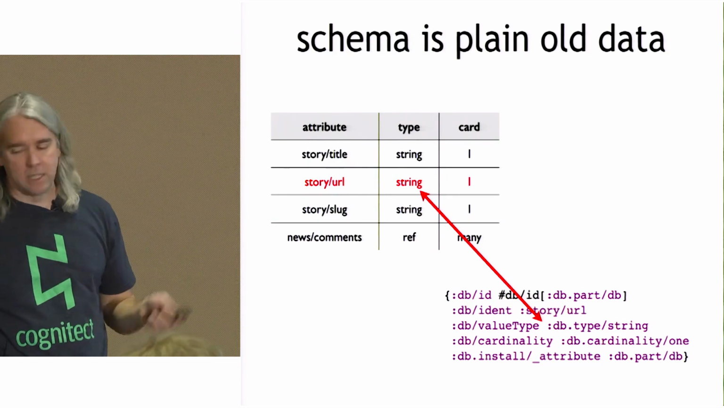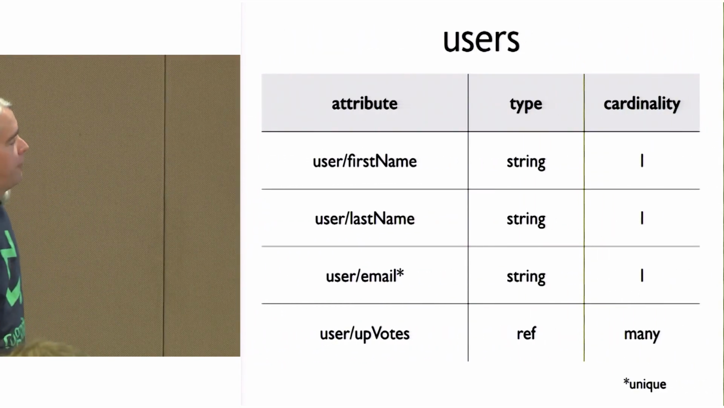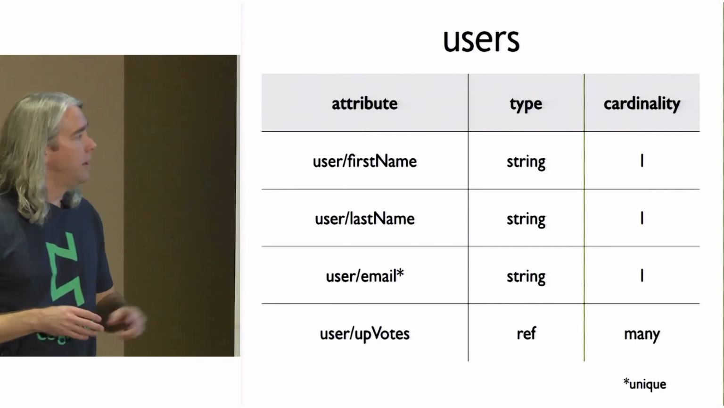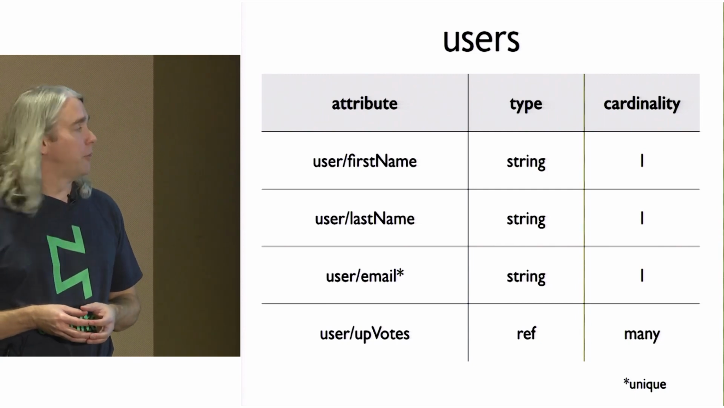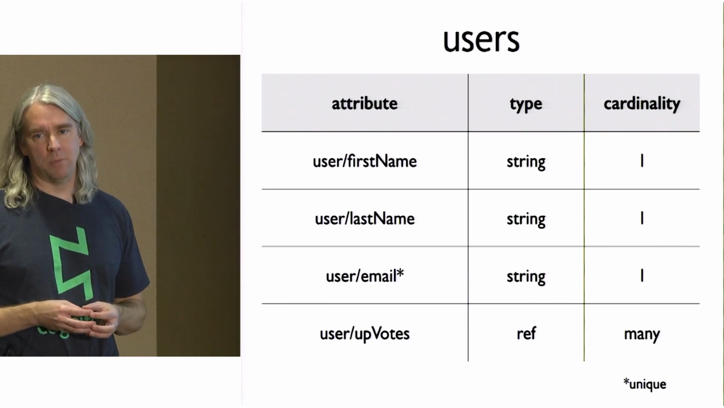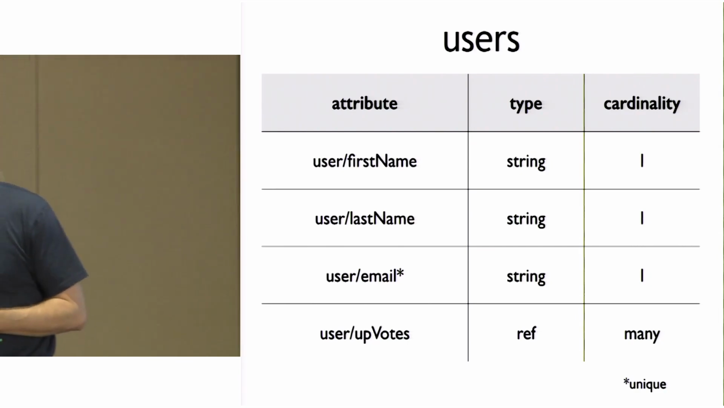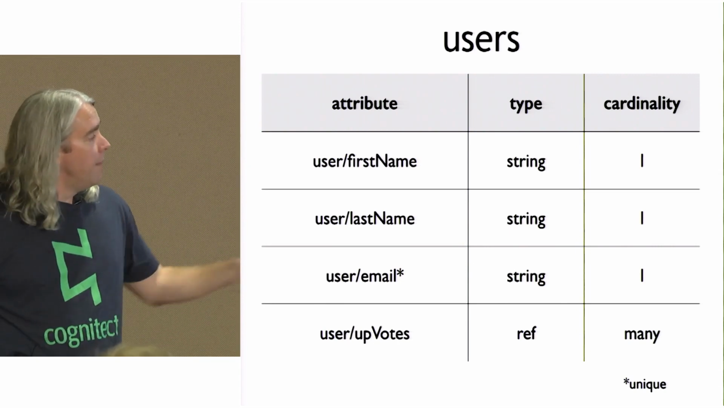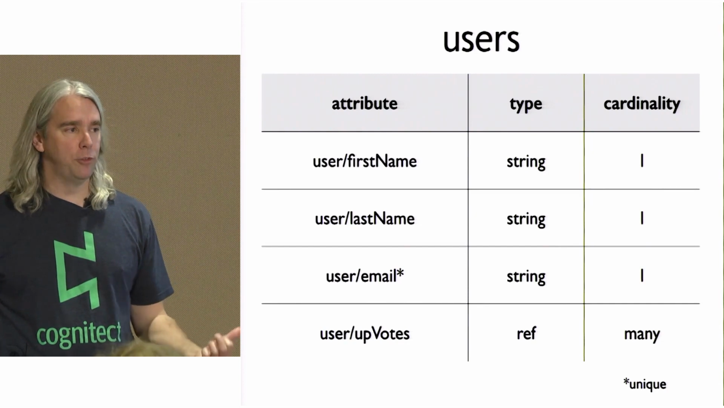All right, let's do this exercise a couple more times. We're going to have users in our system. Users are going to have first names, those are strings, cardinality 1. Last names, strings, cardinality 1. Email, we're going to have as a unique identifier. So we're intending this email to be a unique login to the system that's based on their email. So we're going to have that be unique. And then we're going to have upvotes, which is going to be a reference to many things that they voted for. Upvotes is going to be a reference to stories. Right? They can upvote stories.